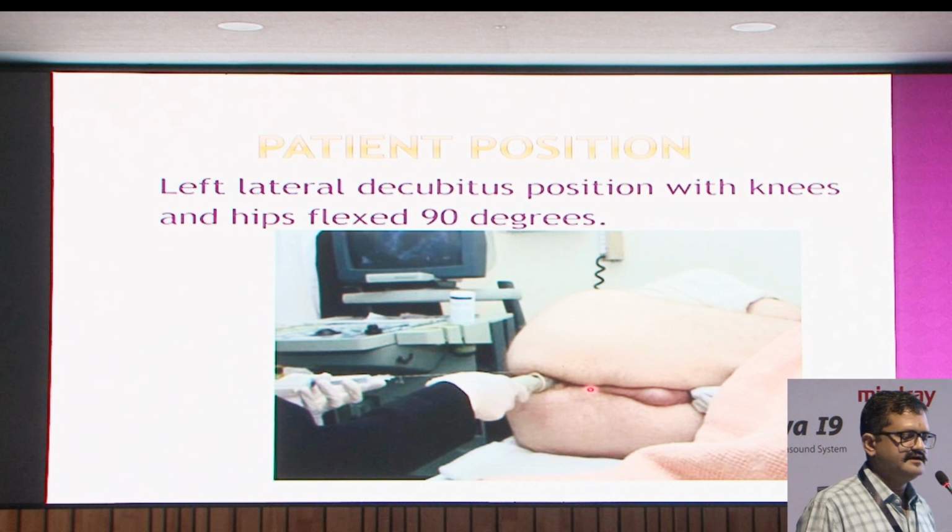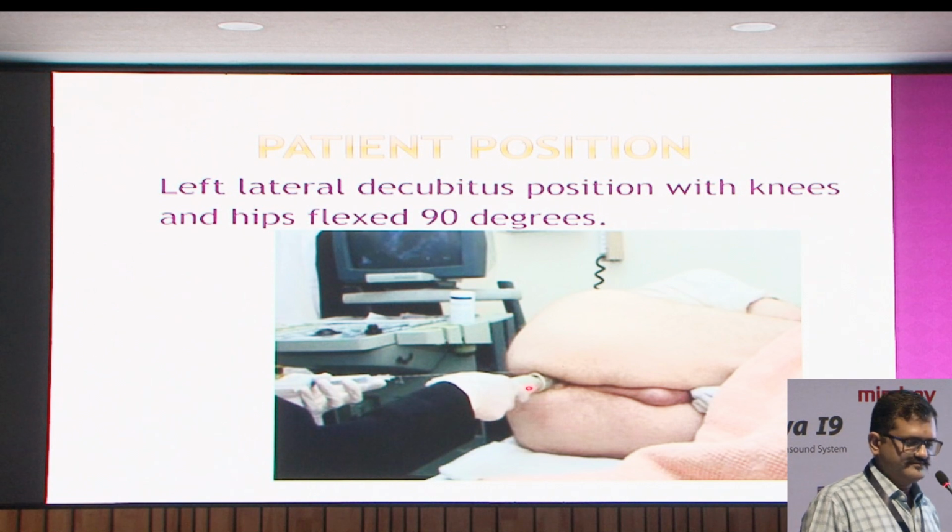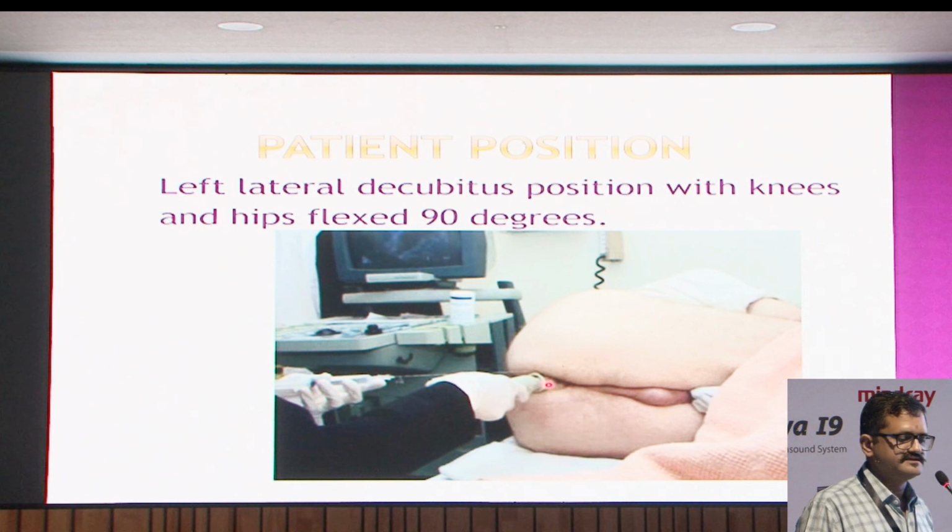Here we can see the TRUS probe, which has a probe cover with lignocaine jelly. Before introduction, we also apply abundant lignocaine over the probe as a coupling agent, and it acts as both a local anesthetic and a coupling agent.